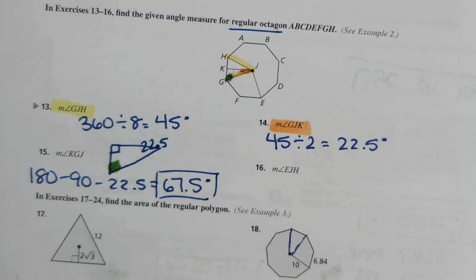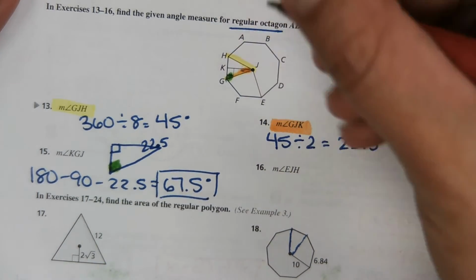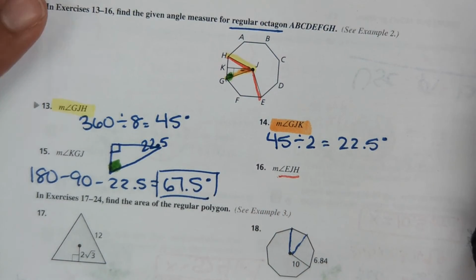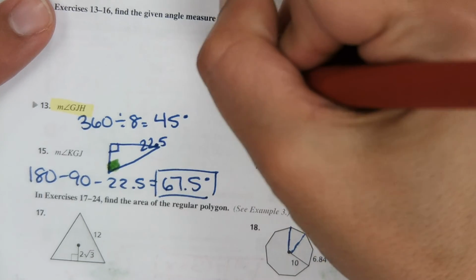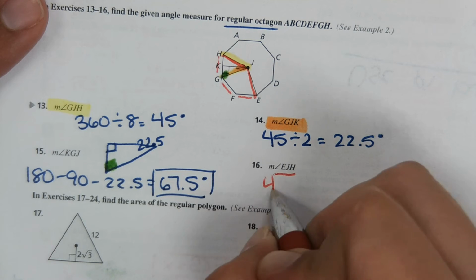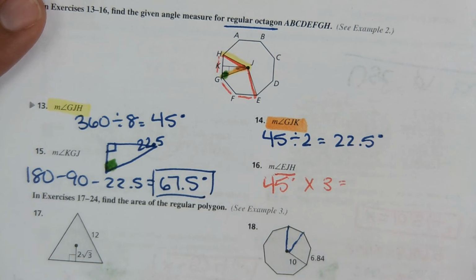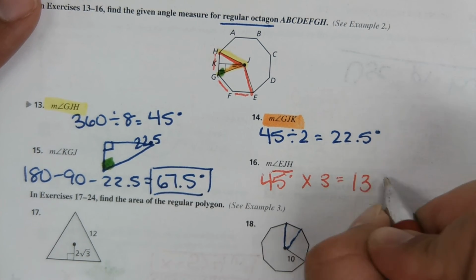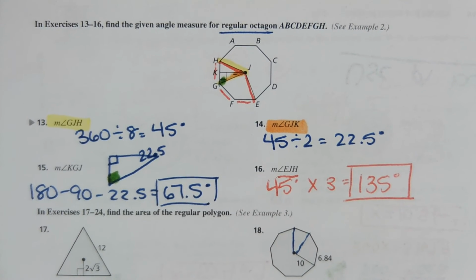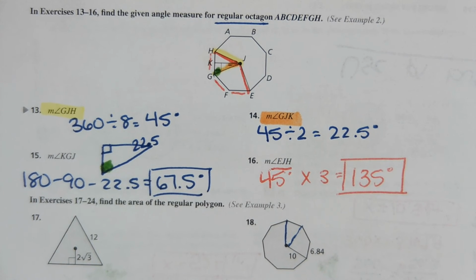Okay, and then number 16, EJH. So EJH right here. This happens to be 1, 2, 3 sections of the octagon. So if each section is 45 degrees, we can multiply that by 3 to find that angle, and it is 135 degrees.